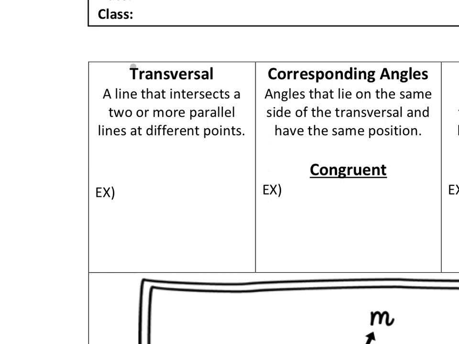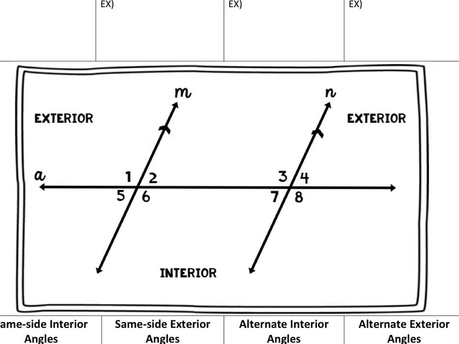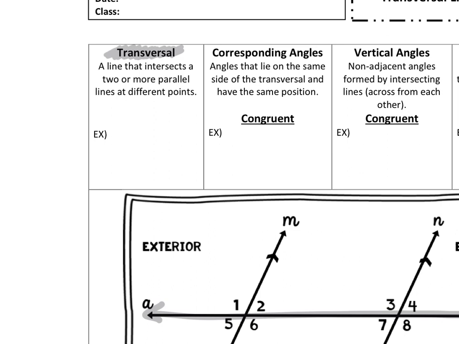A transversal is a line that intersects two or more parallel lines at different points. So in our image on our notes right now, the transversal is this line right here. Do you see how this line called A crosses through two lines that are marked as parallel? That means that the name of the line in this image that is the transversal is line A, because it has an A next to it. So we're going to call the transversal in this image line A because it crosses through two marked parallel lines. Remember, they have to be marked.